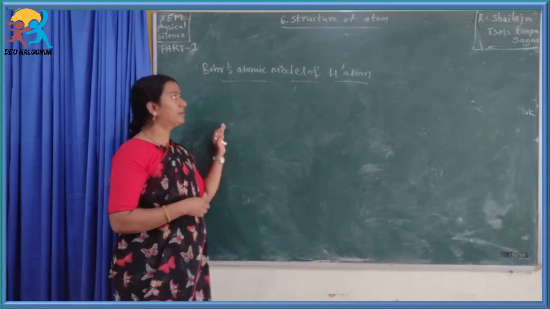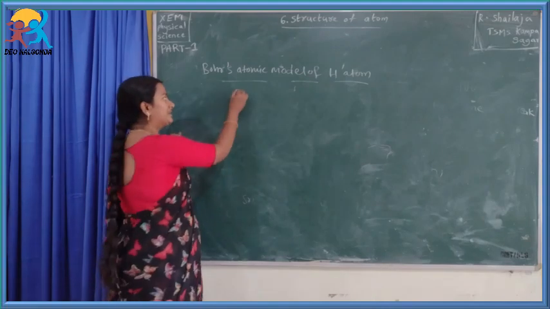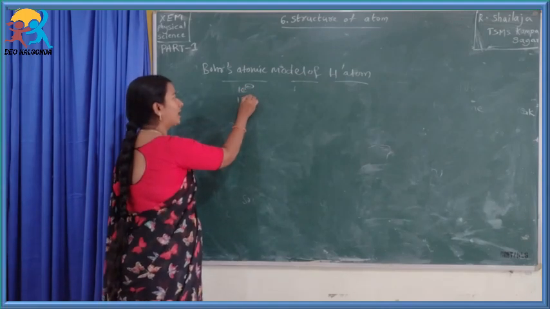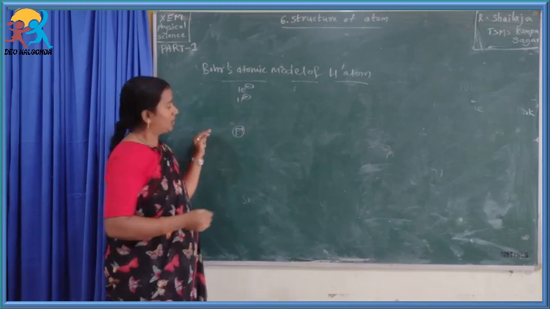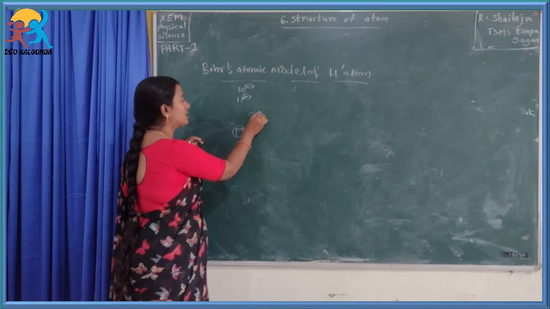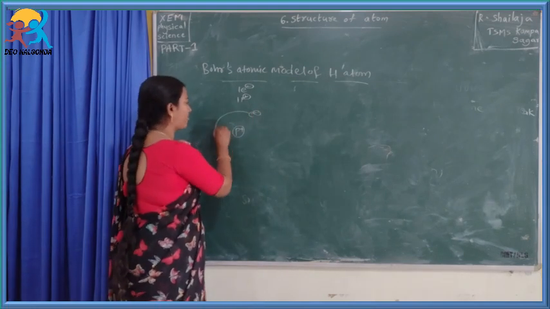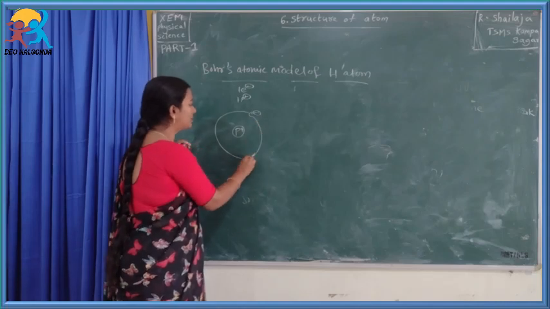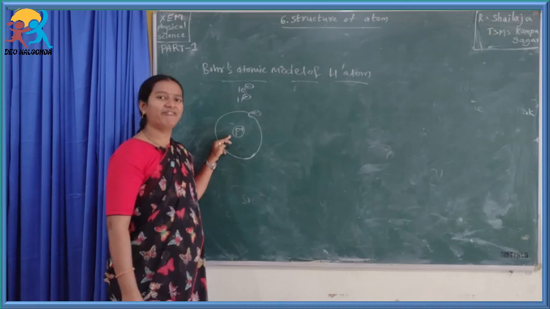So next you see the Bohr atomic model of the hydrogen atom. Hydrogen contains one electron and one proton. The proton is settled at the center, in the nucleus. Electrons revolve around the nucleus in a definite path. According to Bohr, electrons revolve around the nucleus in a definite path.